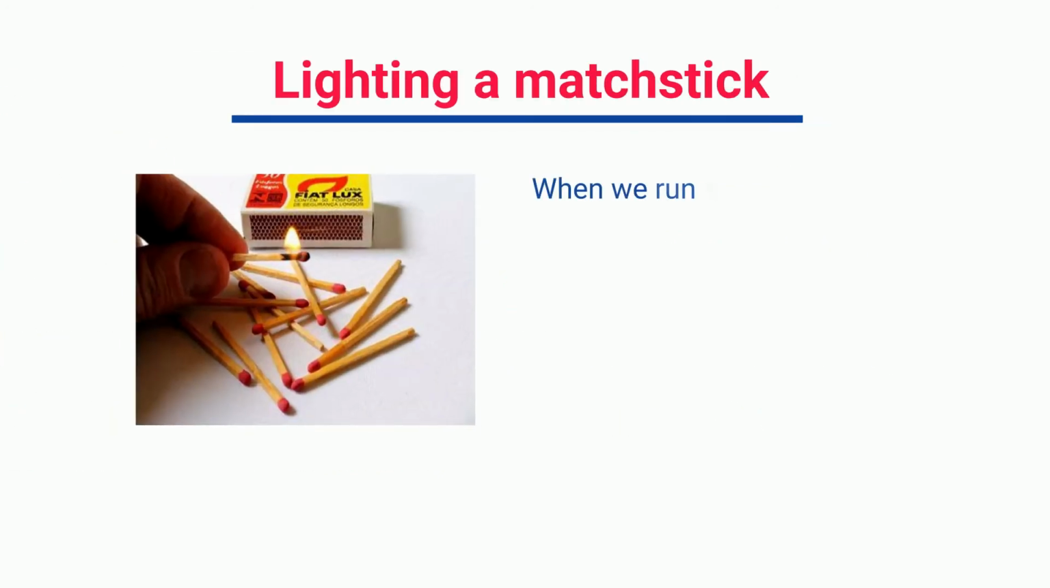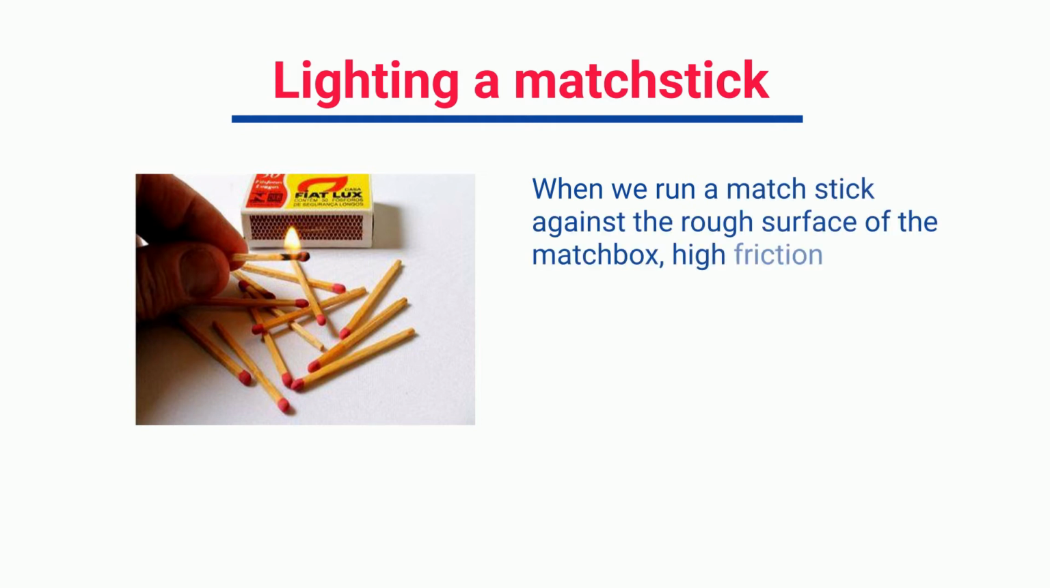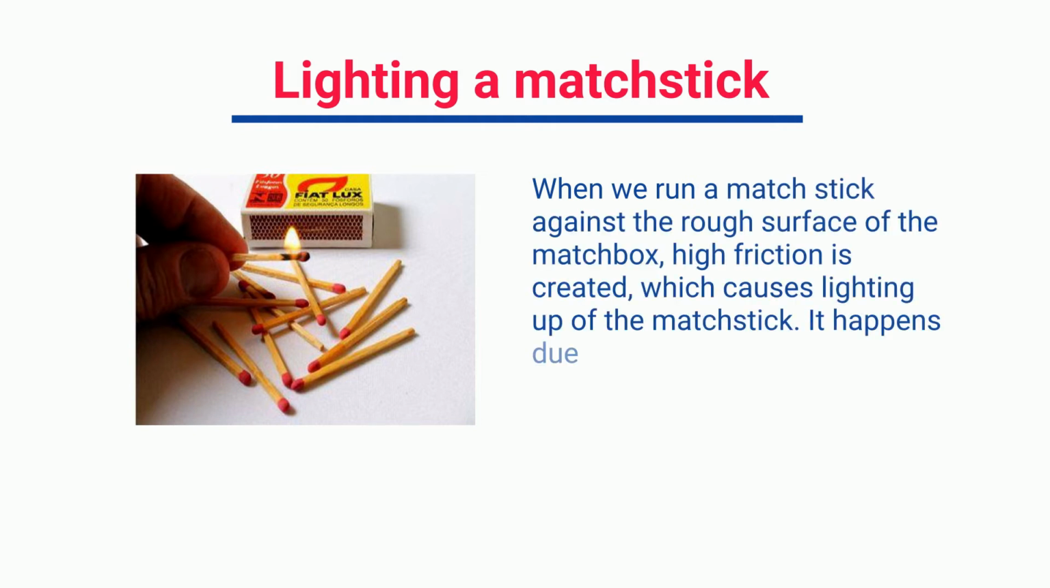Lighting a matchstick. When we rub a matchstick against the rough surface of the matchbox, high friction is created, which causes the matchstick to light up. It happens due to the heating effect of friction.